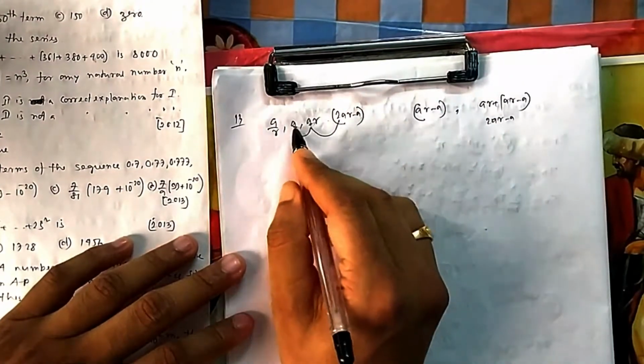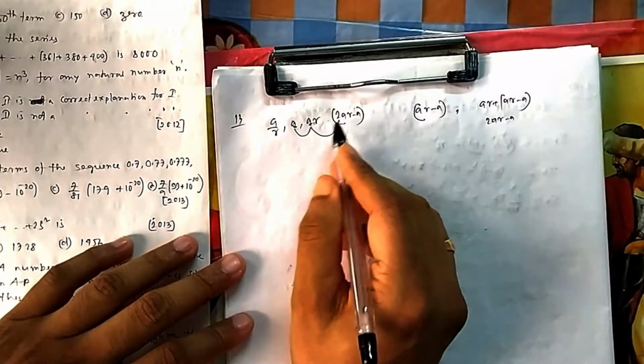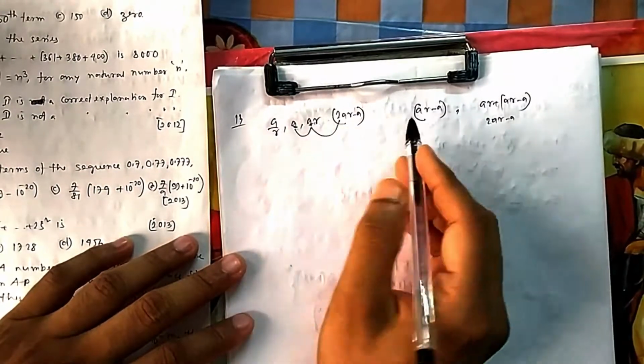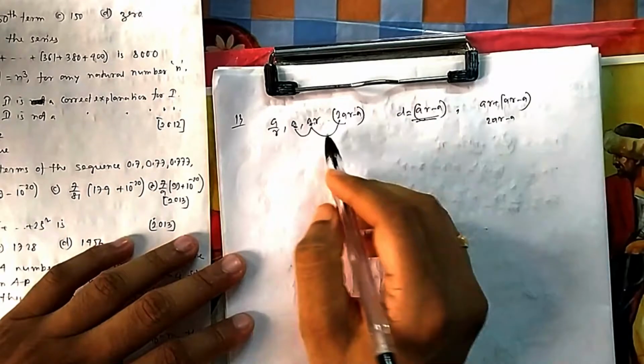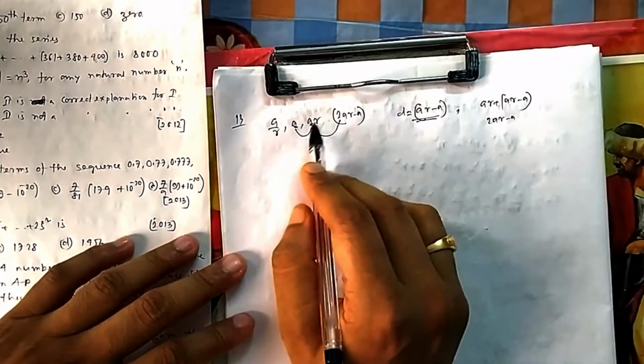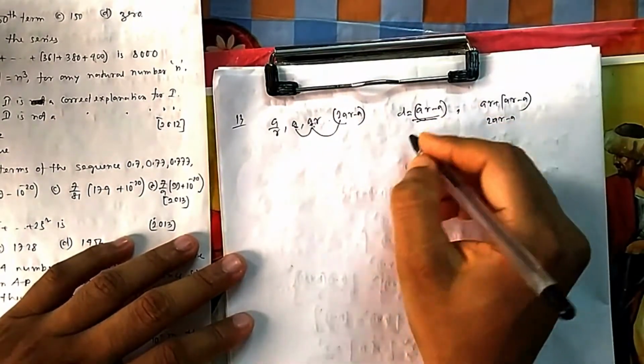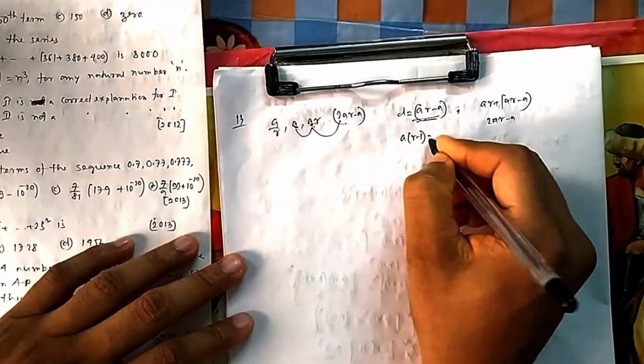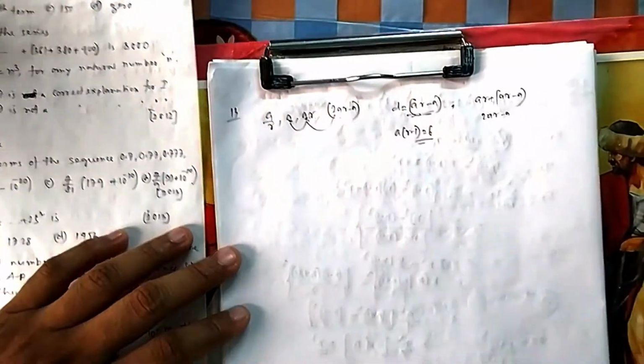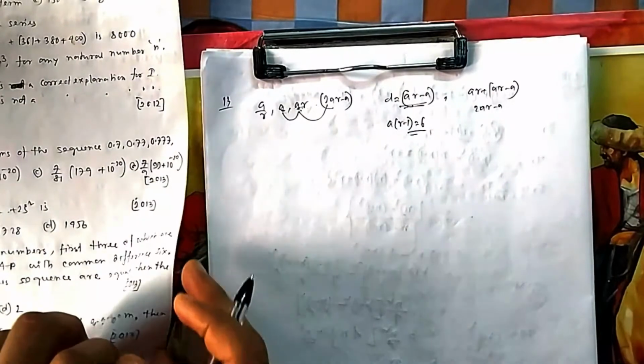Whatever gap is between these two, the same gap between these two should be maintained. So I have seen what the gap is. The gap is this one, this is my D, and that has to be added with this one. Every time in an AP, D is added. Now this is given as 6, so A into R minus 1 is given as 6. The common difference is given. And one more thing is given.